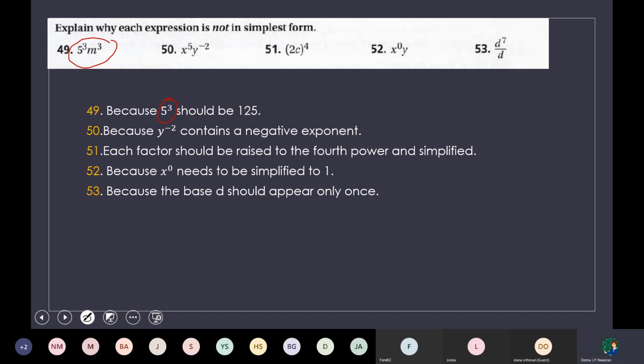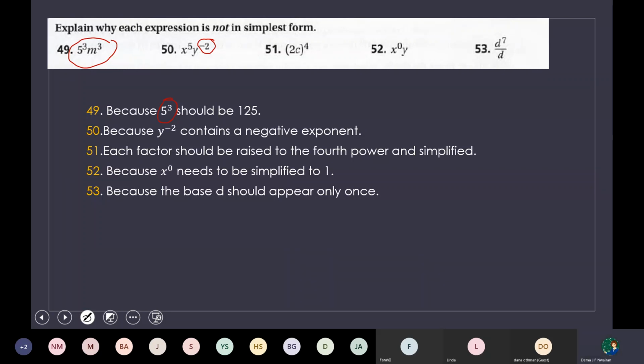Let's continue. So if you keep the answer in the exam as 5 cubed m cubed, it is not the simplest form because it will be 125. Number 50, x squared y raised to the power negative 2. Is it in the simplest form? Also no. Why? Because we have a negative exponent and we cannot keep it as a negative exponent.